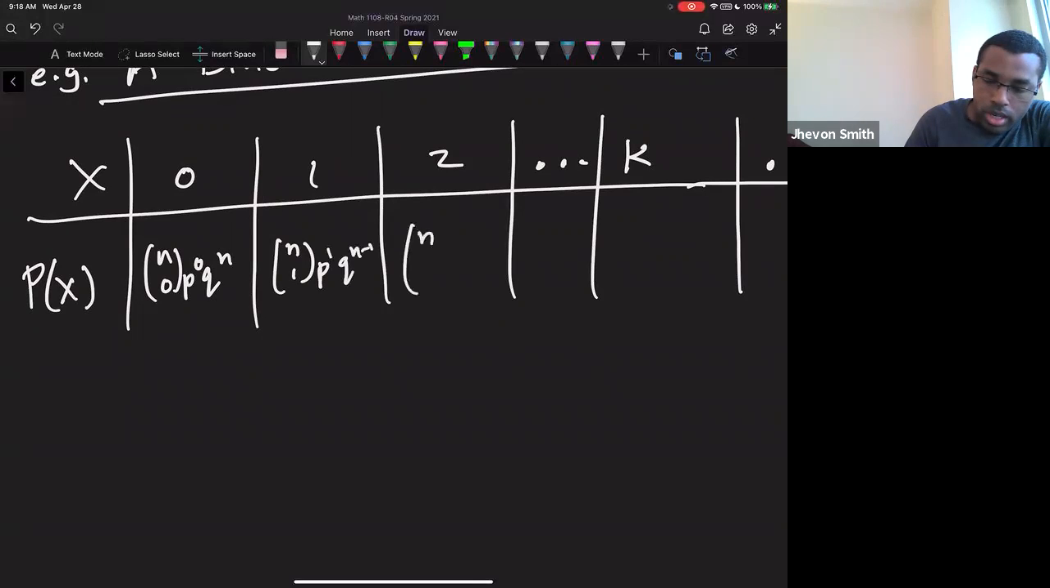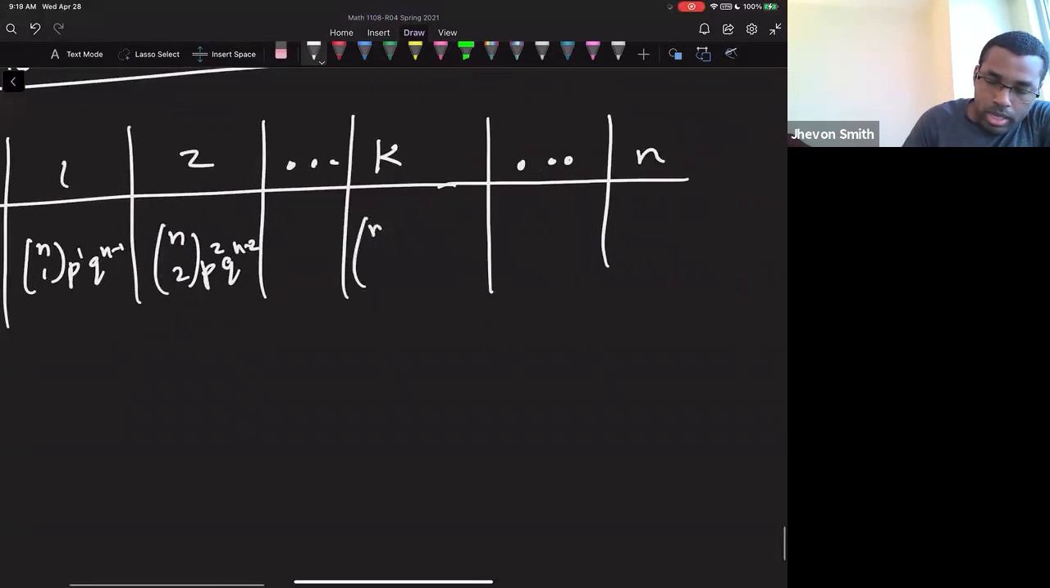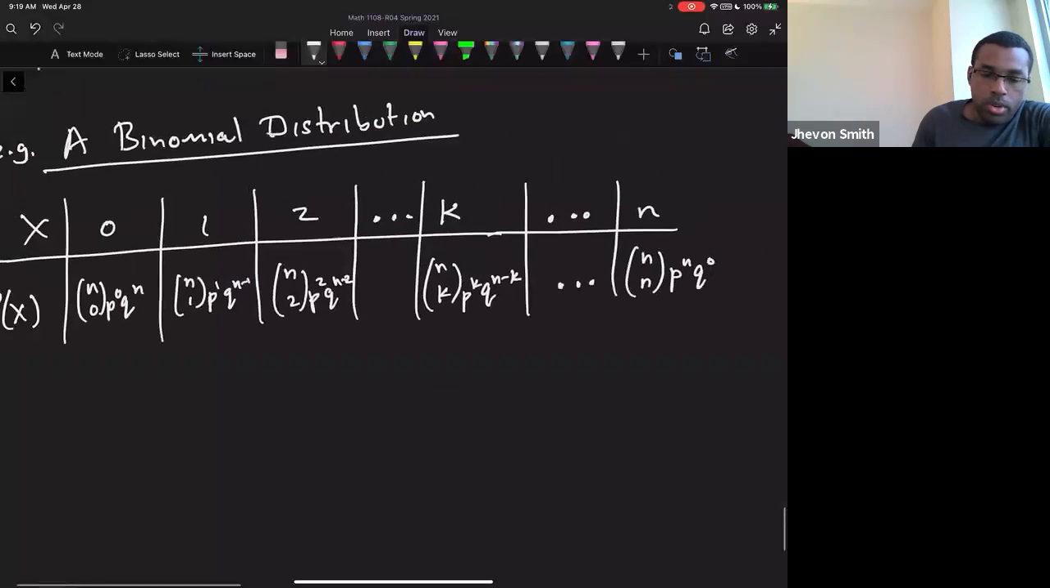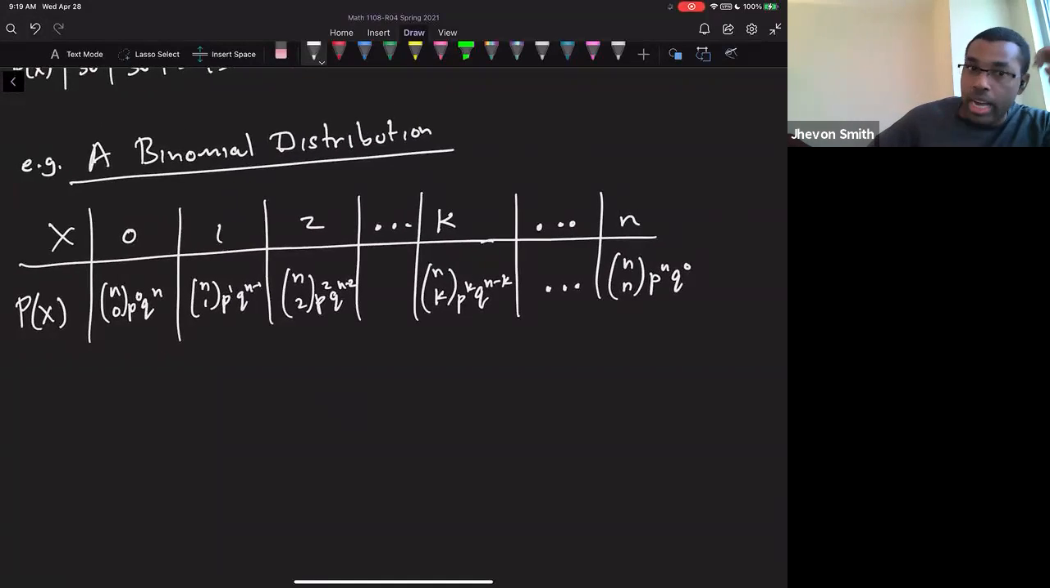The probability of 2 is n choose 2, p to the 2, q to the n minus 2. Here, the probability is n choose k, p to the k, q to the n minus k. Here, the probability is n choose n, p to the n, q to the 0, right? So for a given binomial situation, I can create this table of all these values. Now, probability distributions are very important in general.